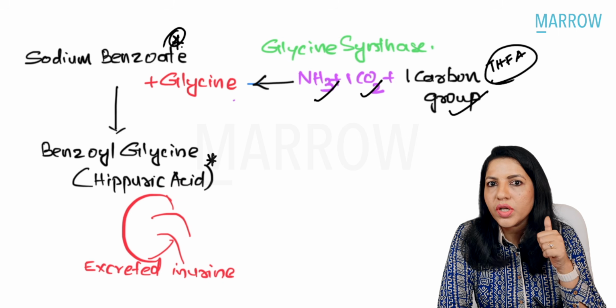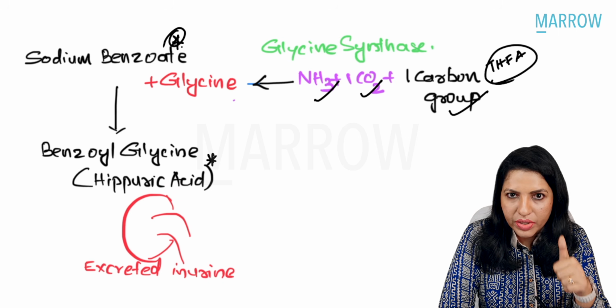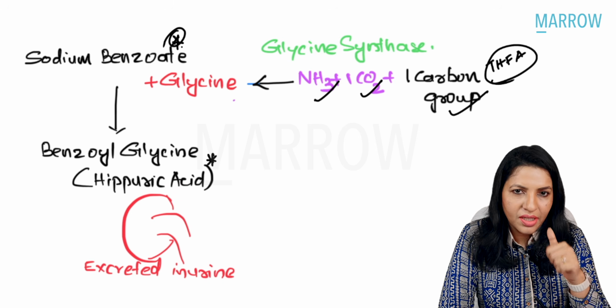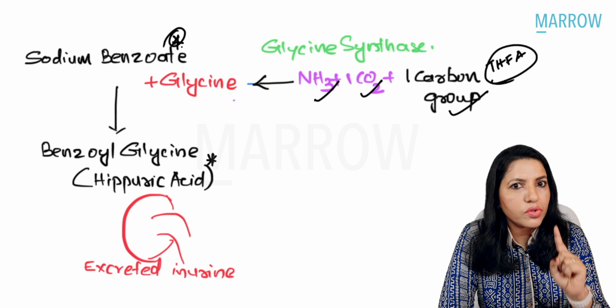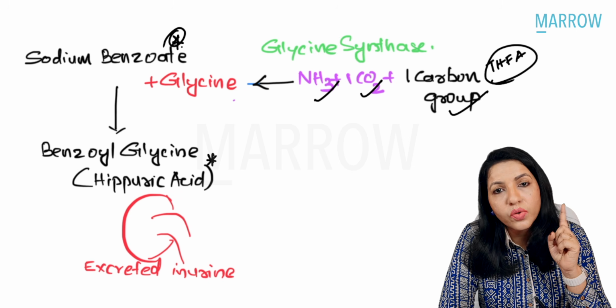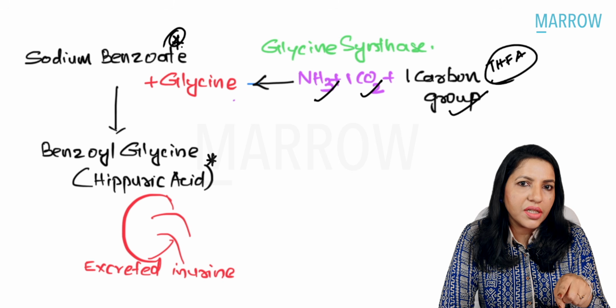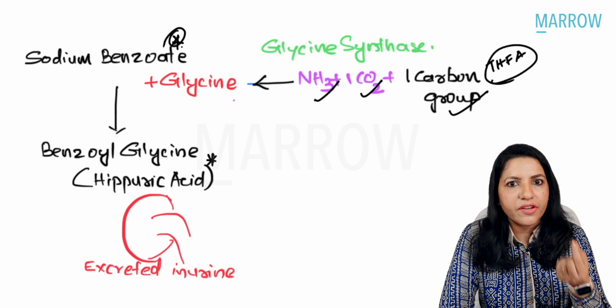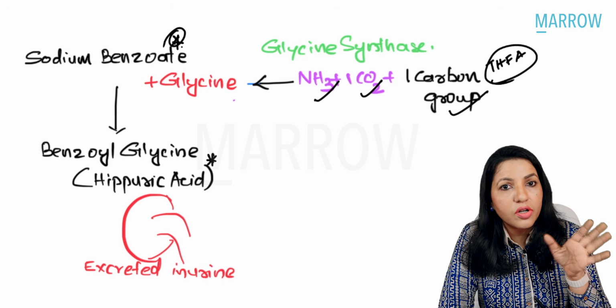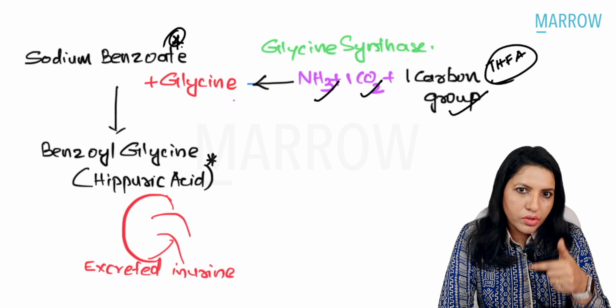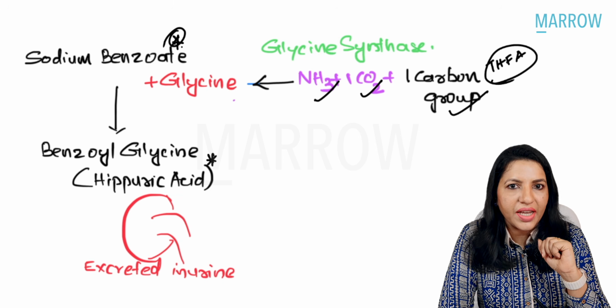Okay, so if sodium benzoate was there in the question, then you have to choose glycine. If phenyl butyrate is in the question, then we can choose glutamine. But as glutamine is not mentioned among the options, I have chosen glutamate as the answer, because glutamate is also indirectly contributing to glutamine, which is combining with phenyl acetate.